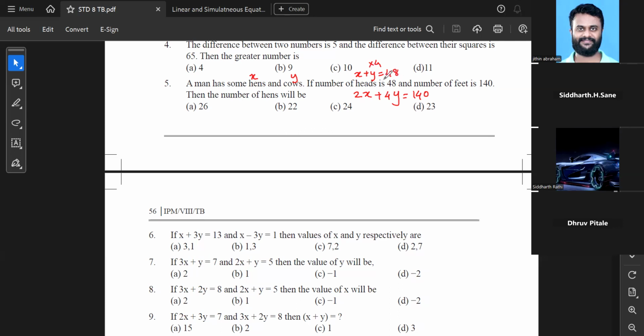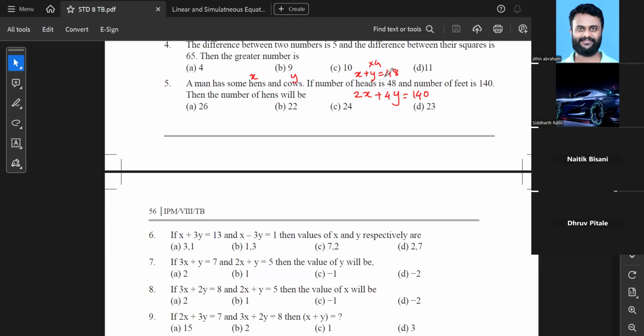Do you understand? Sir, we can also take 2x plus 4y is equal to 140 and divide the whole equation by 2. That also you can do, not a problem. But the point is, we'll have to eliminate y only, not x. Why? Because we have to find x, na? So if you wish to find x, you'll have to eliminate y. Simple funda, है ना?